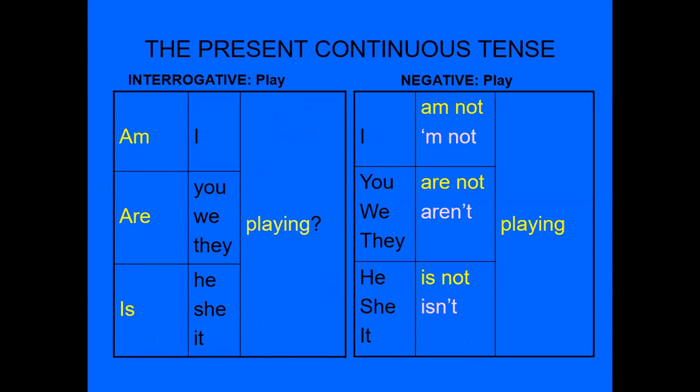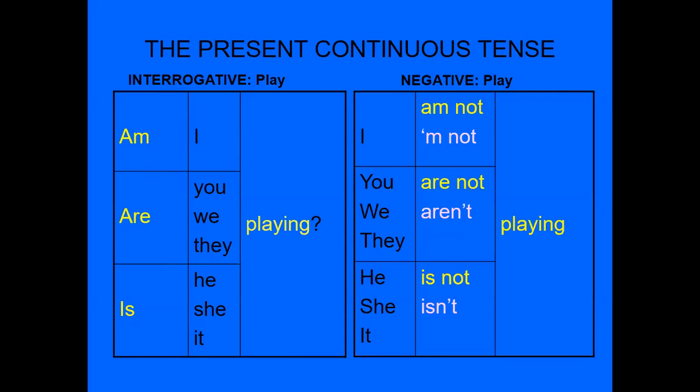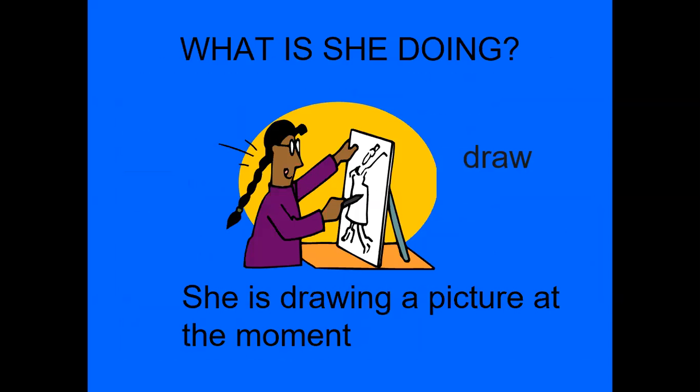So if you're gonna use it in negative, you're gonna add not, but you're gonna use the contractions. You can say I'm not or I am not. You are not or you're not, or you aren't. We are not, we aren't, they aren't, he is not or he isn't, she is not or she isn't, and any other verb with ing, okay?